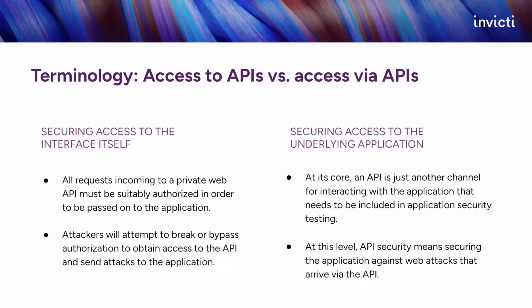And the second one: at its core, an API is another channel for interacting with the application that needs to be included in application security testing. At this level, API security means securing the application against the web attacks that arrive via the API, and we will focus primarily on the latter aspect of API security, showing how to incorporate API vulnerability testing into a broader web application security program.